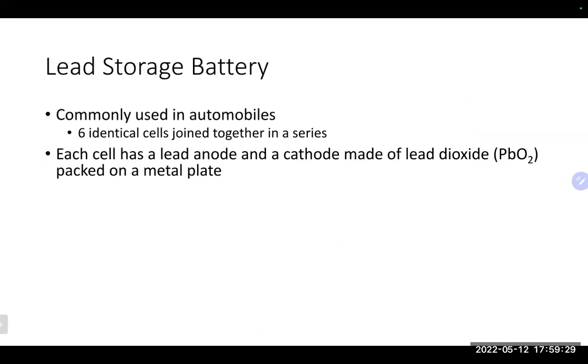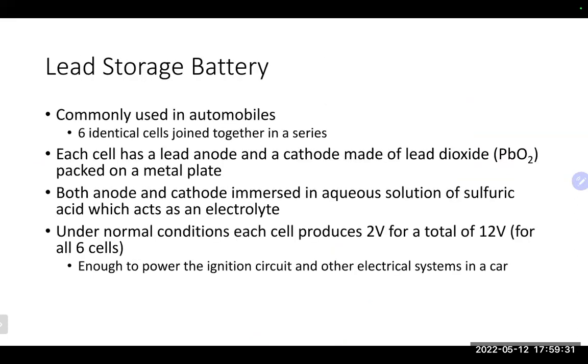Lead storage battery, which is like our car batteries. A traditional car battery is basically 6 cells joined together. Each of them puts out about 2 volts, which gives you your 12-volt battery. Usually both the anode and cathode are immersed in a very strong electrolyte like sulfuric acid.